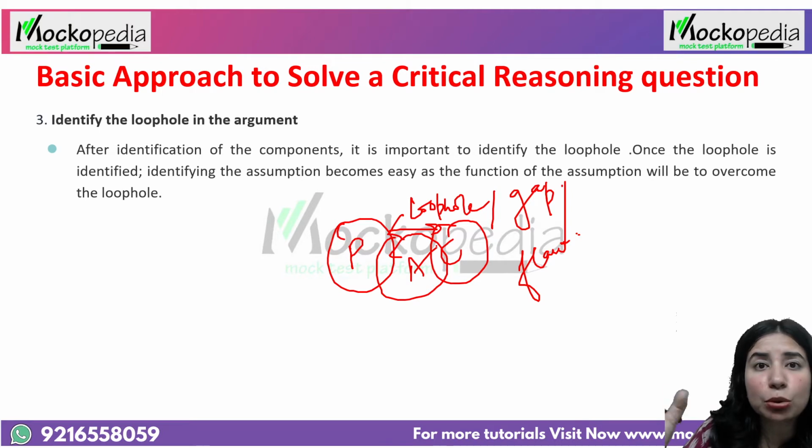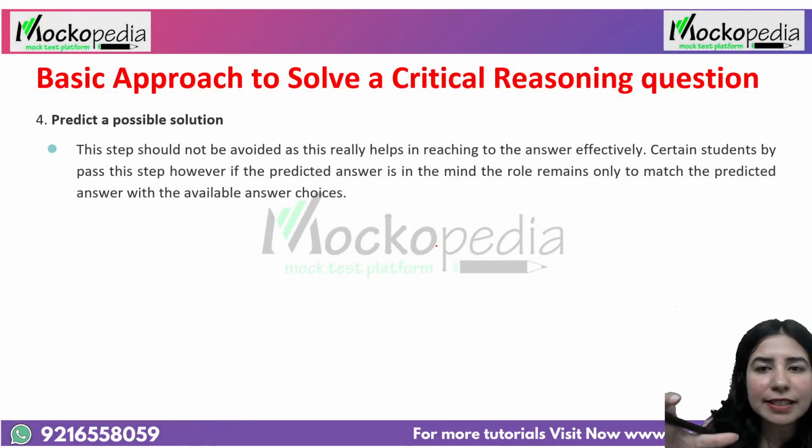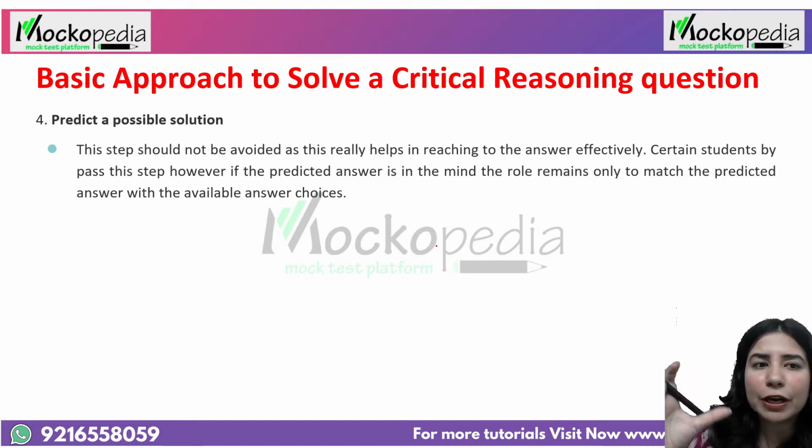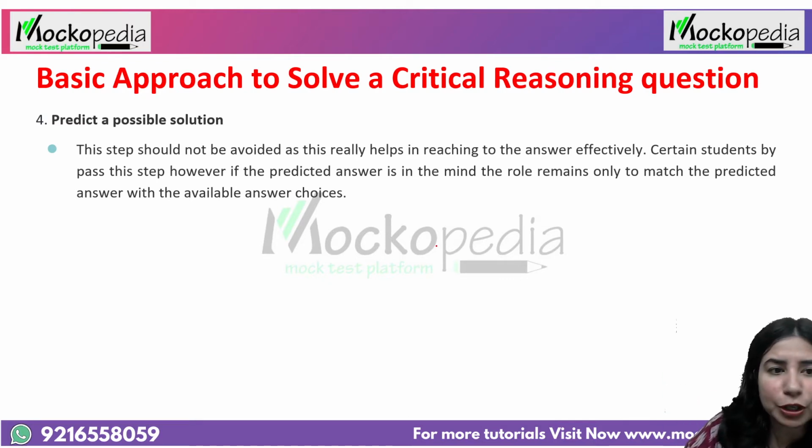Second step would be to deconstruct the argument, where you are trying to identify the conclusion and the premise. And the third step would be where you are identifying the flaw in the argument. The next step would be to predict the possible solution. Always have an answer in your mind before you take a look at the answer choices. This will bring immense clarity and you'll find a considerable difference in your accuracy level. You will see your accuracy levels reaching absolutely new heights when you are dealing with this particular step. So please make it a point that you predict an answer before you take a look at the options.